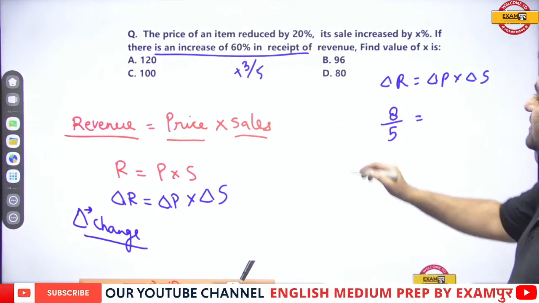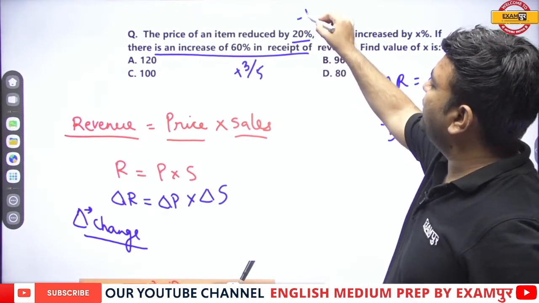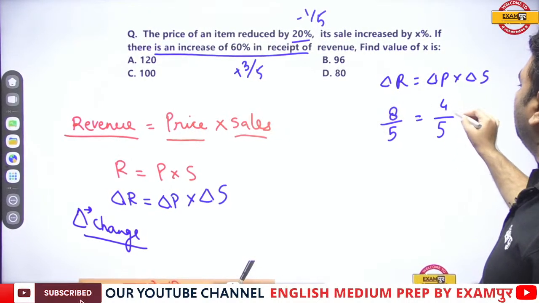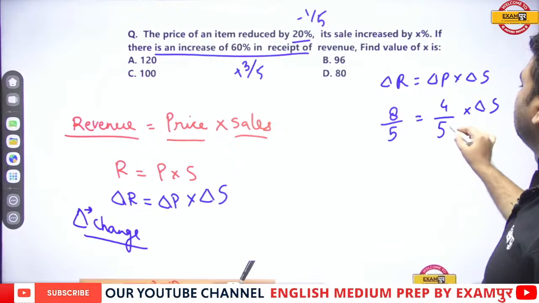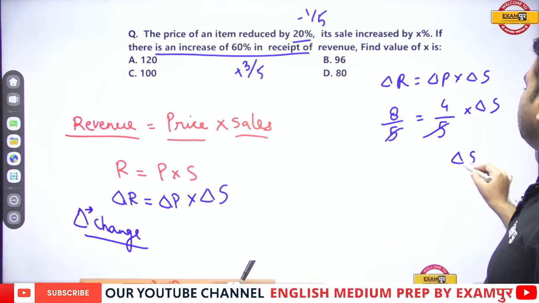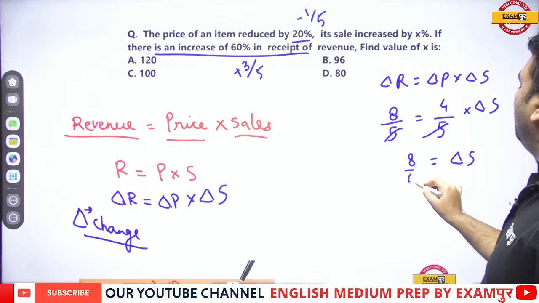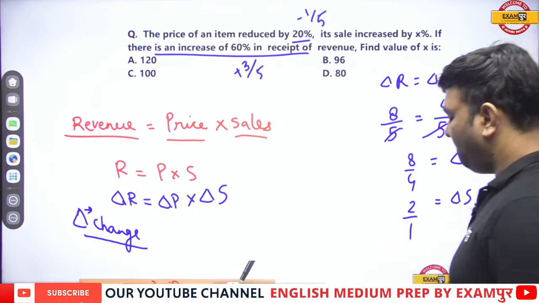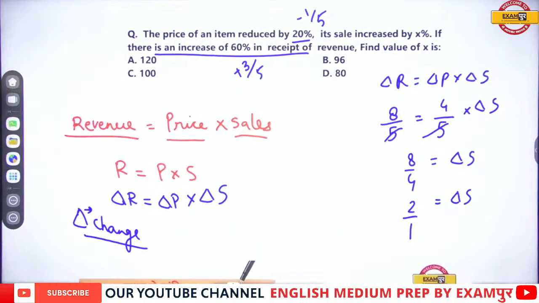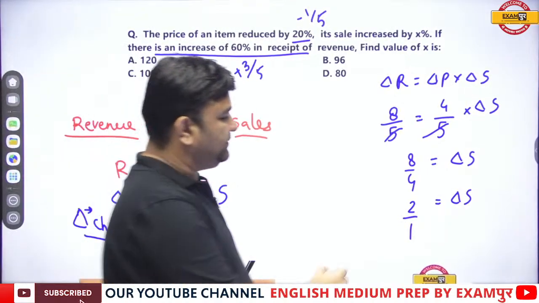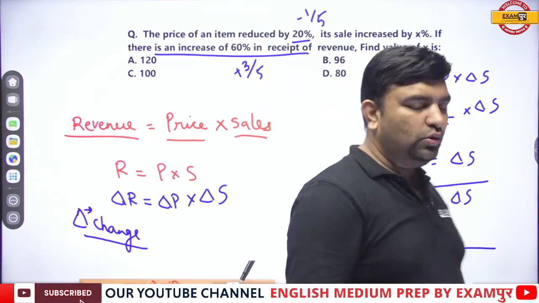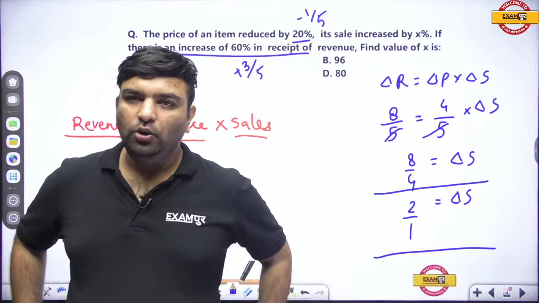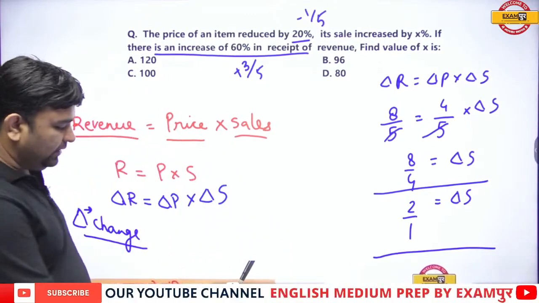What is the change in the price? Reduced by 20%, a reduction of 1 over 5. So initial price 5, final price 4. So you get the change in sales: 8 by 4, or you can say 2:1. What does 2:1 denote? It denotes double, and double is a 100% increment.